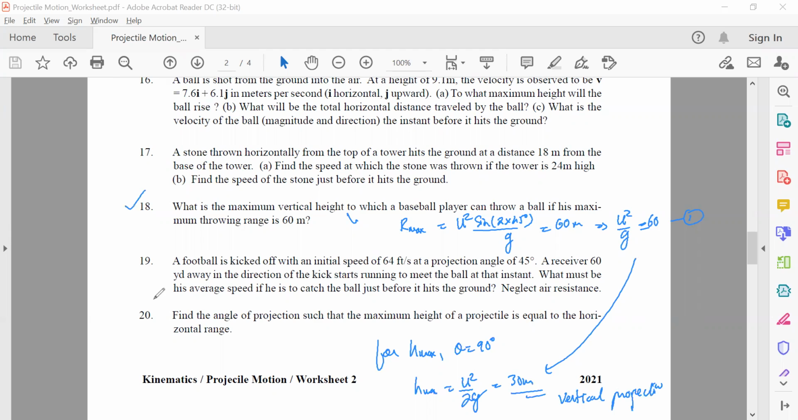So this is done now. Next, move on to question 20. Try this question out, we'll discuss. Try to use the equation of trajectory here. See if you can use the equation of trajectory.